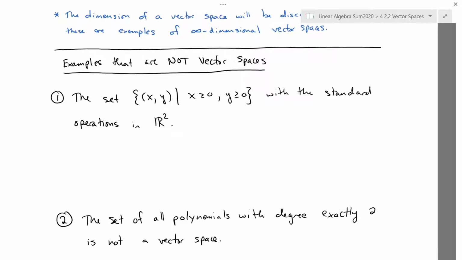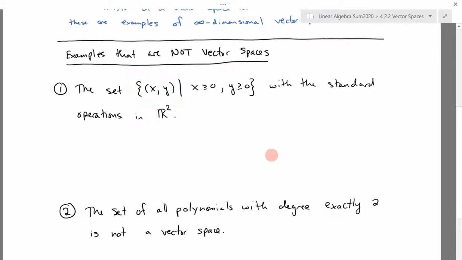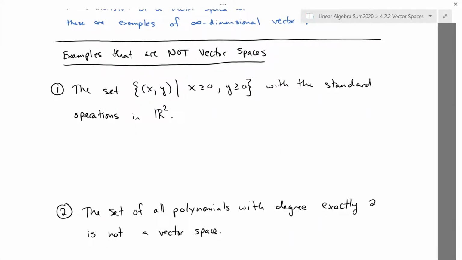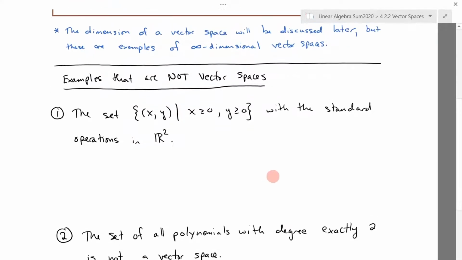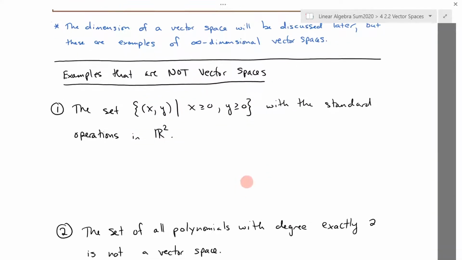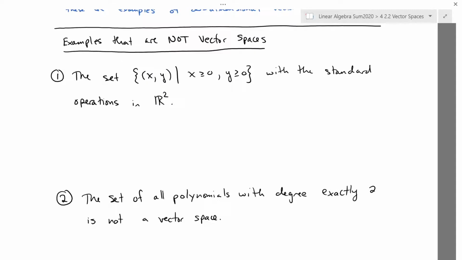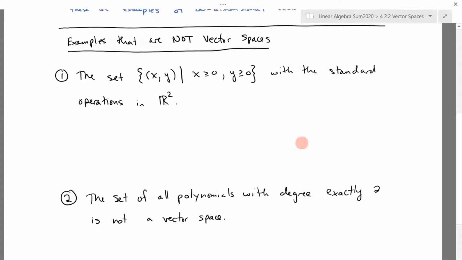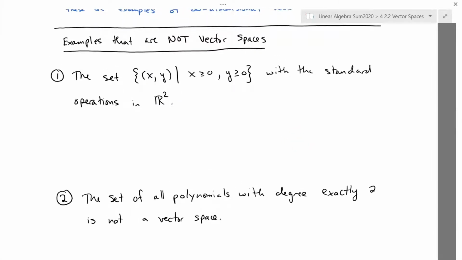Here we look at some examples that fail to satisfy all of the properties for vector spaces. So you can't just take any arbitrary set and think of it as a vector space. Okay, so let's look at these examples.